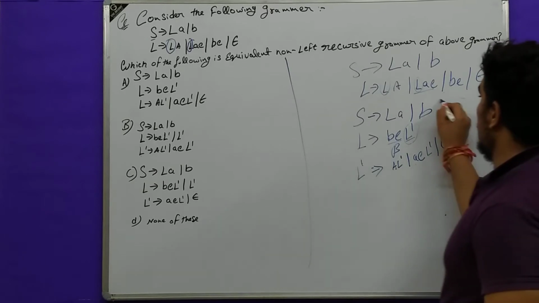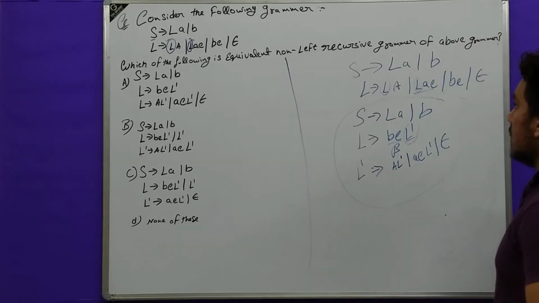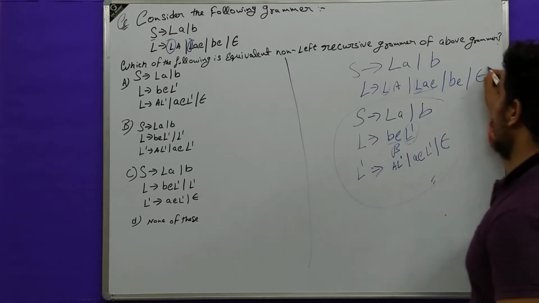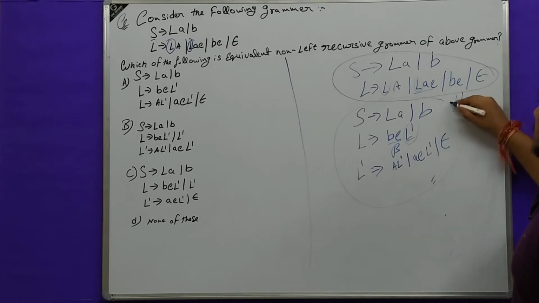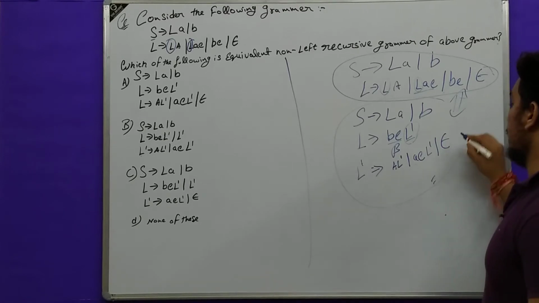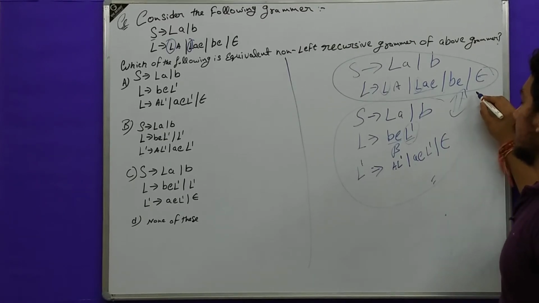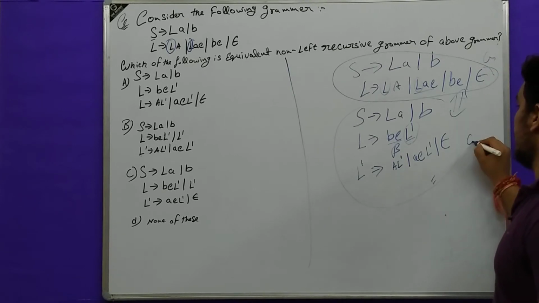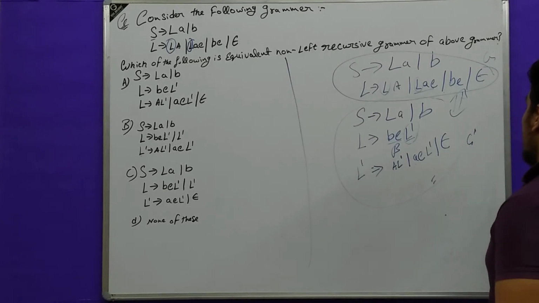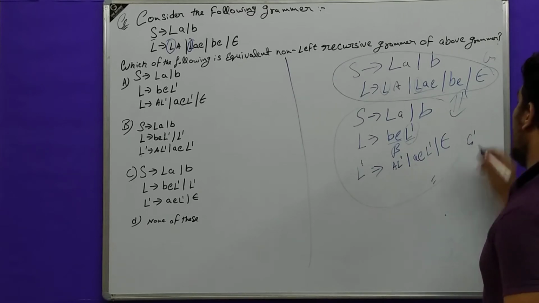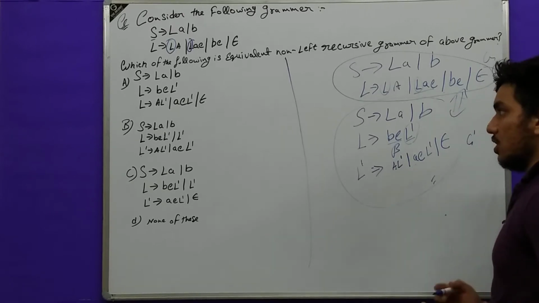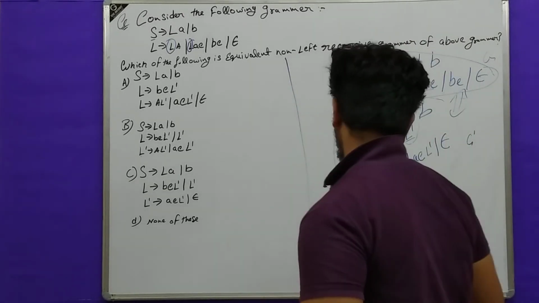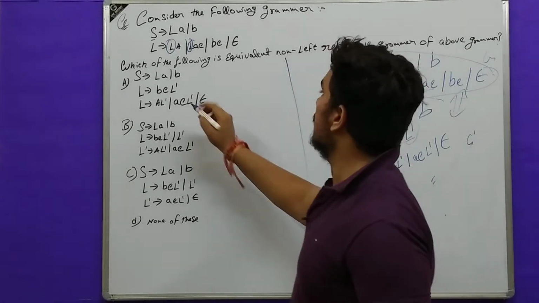Now you can check, you can create each and every string by this grammar which can be created by the original grammar. So we can say that it is an equivalent grammar. They both are equivalent grammars. It is an equivalent grammar of grammar G. Let's name it G dash. G dash is equivalent to G without having left recursion. So make a comparison from the options.